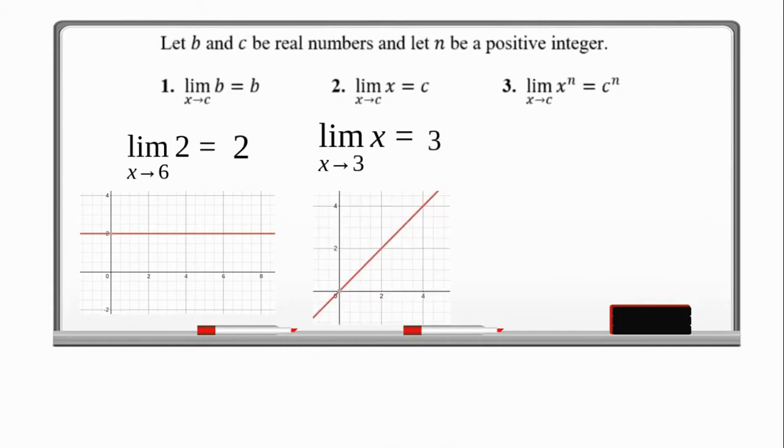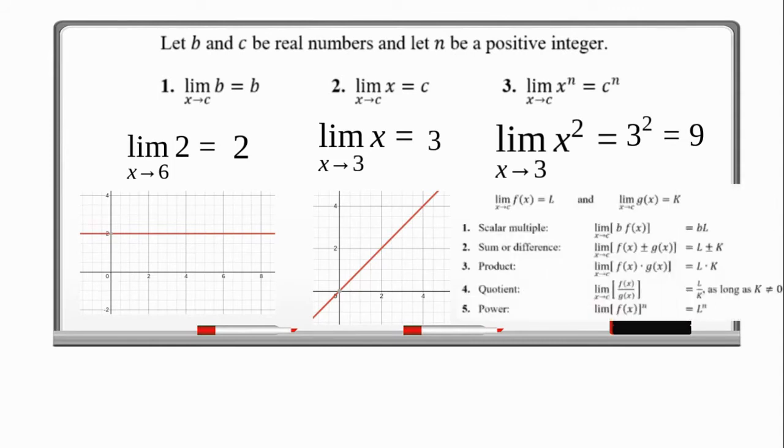And so the function x is an increasing linear function. No matter where you go, f of 1 is going to equal 1, f of 2 is 2, f of 3 is 3, and so on and so forth. And for our third example, the limit of x squared as x approaches 3 would equal 3 squared, which equals 9. Then I just have the different formulas. I won't go over the formulas. Feel free to pause it and look over it.